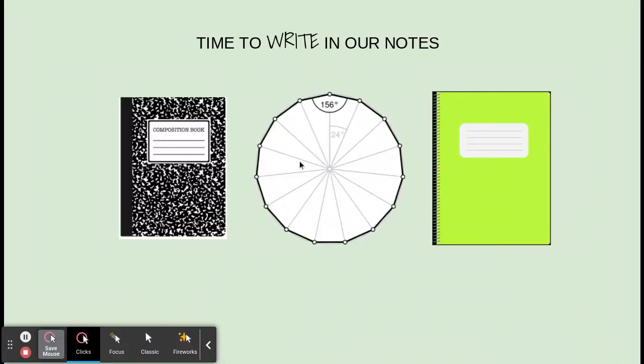Okay, time for you to write in your notes. There are 2 fill in the blanks. You need to draw a couple examples of polygons and non-polygons, and then write the formula for finding the sum of interior angles of a polygon.